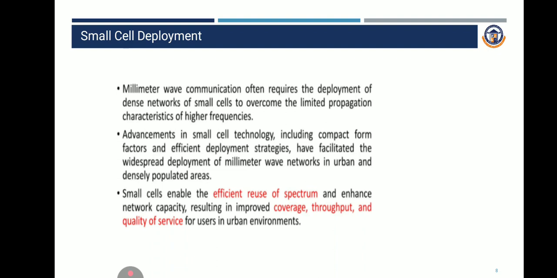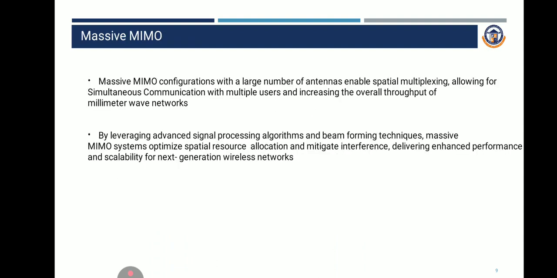Because it has reuse techniques in spectrum, dense networks of small cells are often deployed to overcome the limited propagation characteristics of higher frequencies. Small cells enable the efficient reuse of spectrum and enhance network capacity. So there is a lot of advantage when small cell deployment is used.